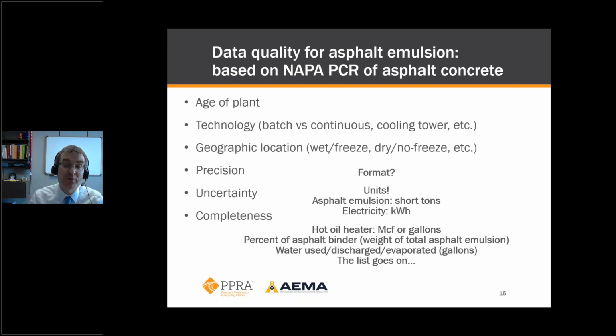You could also talk about what sort of residual you're making with your asphalt emulsion. So what's the percent asphalt binder as the total weight of the asphalt emulsion? We could start taking a look at how much water we're using and how we're using it. So how much is discharged, how much is evaporated. If you have an open soap kettle, is water evaporating as you're making your soap solution? And this list really goes on. This is just kind of a slide to make you start thinking about the possibilities behind all of the different data quality questions that could come up when we're looking at a PCR.